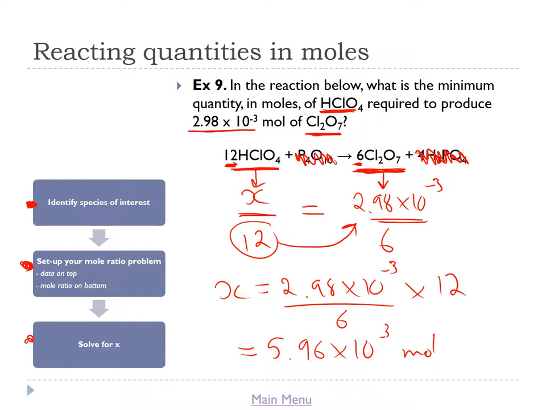So all we're doing here is we're saying that for the reaction to happen once, or every one time the reaction happens, you're going to produce six lots of Cl2O7. So by doing 2.98 times 10 to the minus 3 divided by 6, you're working out how many times the reaction happens. And a similar thing is happening over here. And by multiplying by 12, we end up finding out how many X's we must have also started with. That's a rough kind of explanation.